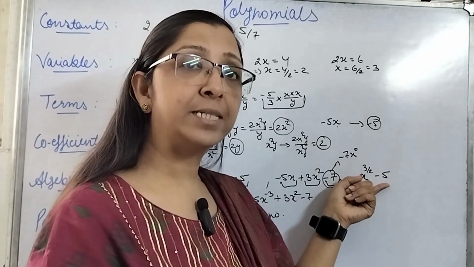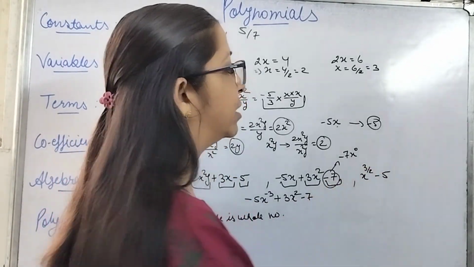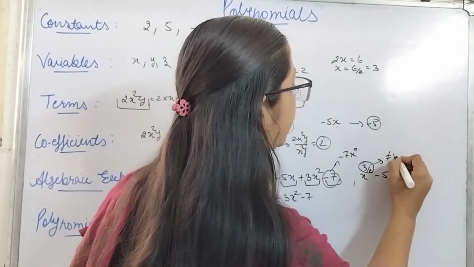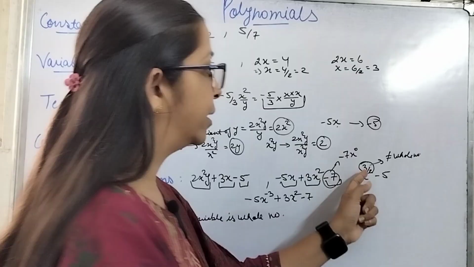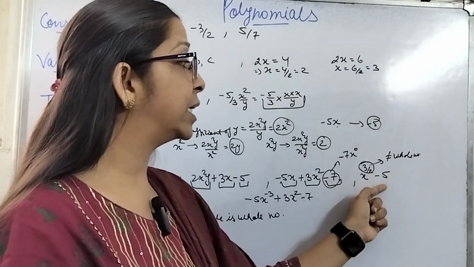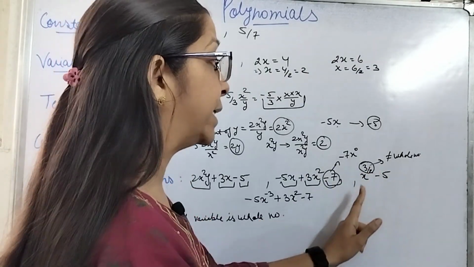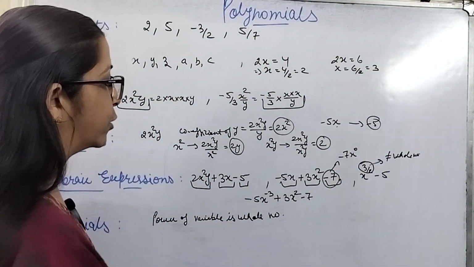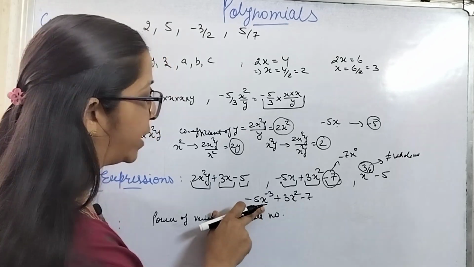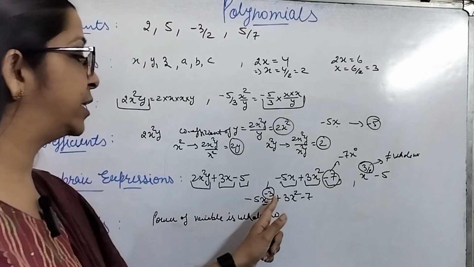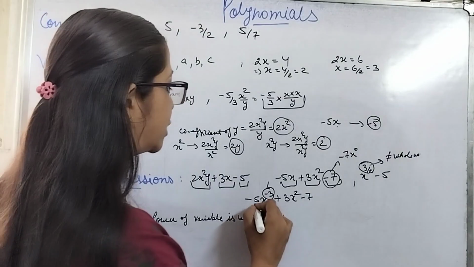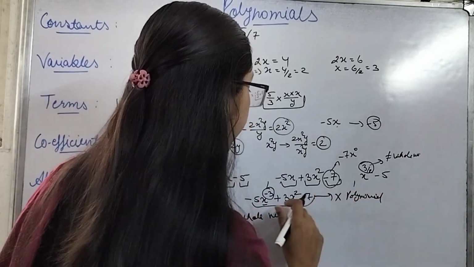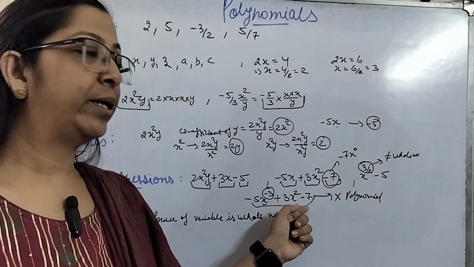But if we look at this example, in this x raised to the power 3 by 2, the power of the variable is 3 by 2, which is not a whole number. It is a fraction. That's the reason it is not a polynomial. It is an algebraic expression, but it is not a polynomial. Similarly, over here, in this, the power of x is minus 3. Minus 3 is an integer. It is not a whole number. That's why this is even not an example of a polynomial. It will be an algebraic expression, but it will not be a polynomial.